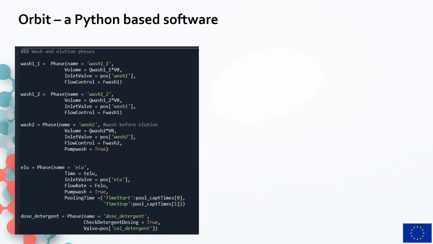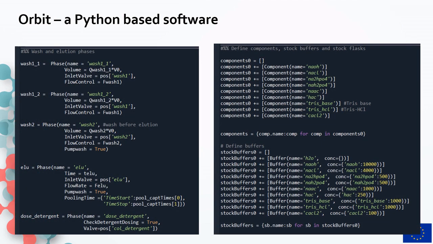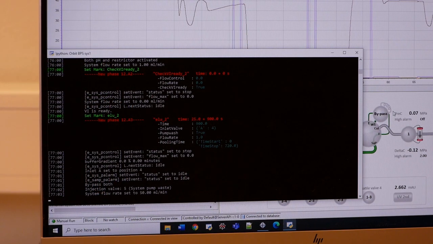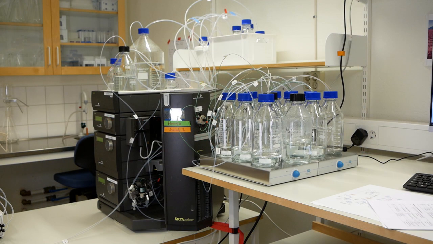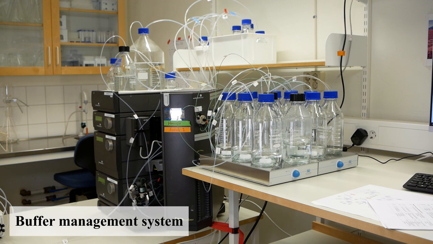To control and automate the process, a Python-based software called Orbit is used. With Orbit, customized flow paths and advanced pooling strategies are easy to implement. The downstream process requires several buffers. Normally, these are prepared by hand, but in this setup, a buffer management system automatically supplies all needed buffers.